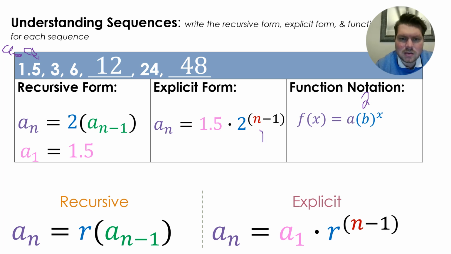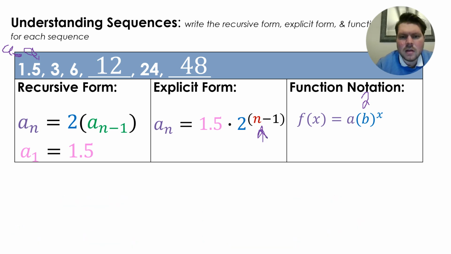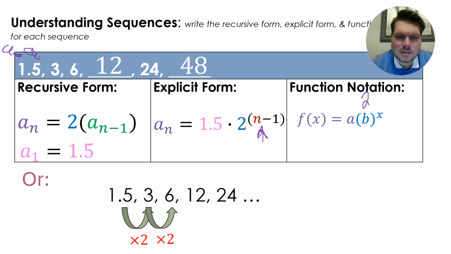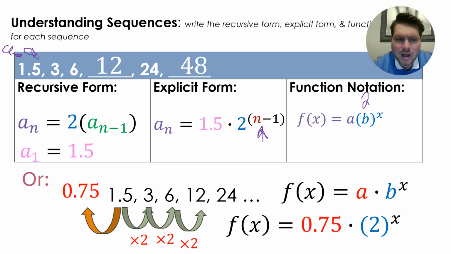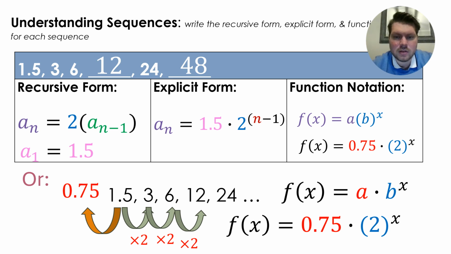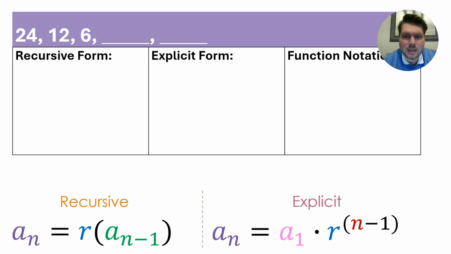I can either plug in 0 for n right here, or if I looked at the pattern, it's multiplying by 2. So to find the number before, I would just divide by 2, and I get 0.75. So my A is 0.75, because that's my actual starting number, and then my B is 2. Hopefully that made sense, because that's our kind of only new thing for today. And we're going to practice it a bit more, but if you understand it, then you're going to do really well. So let's look at our next one, our B, again.